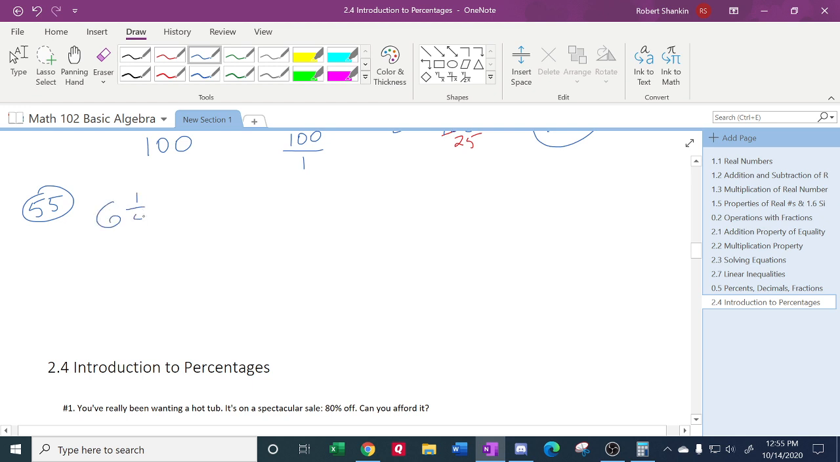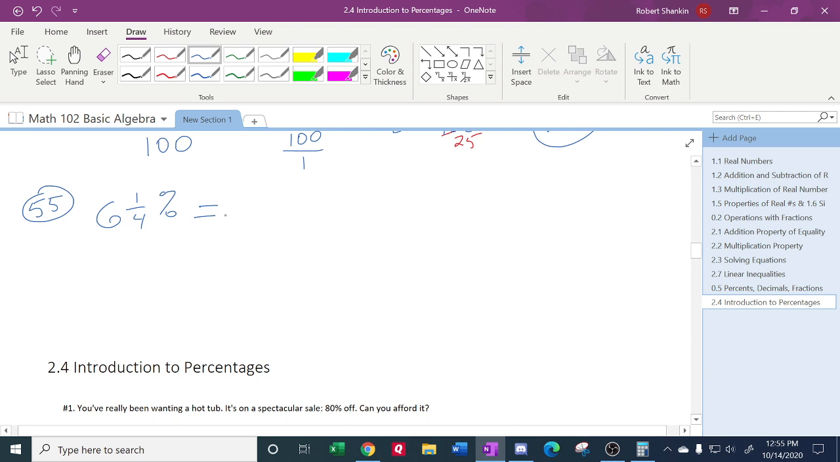Six and 1/4%. Change to a fraction. This time I'll have the directions correct. I'm going to do it slightly different. I'm going to change it to a mixed number right away. Or improper fraction. It's a mixed number right now.